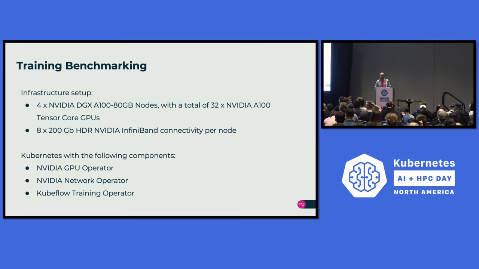We also did this benchmarking work on training performance on Kubernetes. We had this set up with DGXs, four GPU machines with A100s with 80 gigabytes of GPU memory, overall 32 GPUs with InfiniBand. And we used this software stack on top of Kubernetes: the NVIDIA GPU operator, the network operator, which simplifies a lot of the installation and setup required to run distributed training in an optimized way, and the Kubeflow training operator, which our customer is using. It's a great tool that we highly recommend.